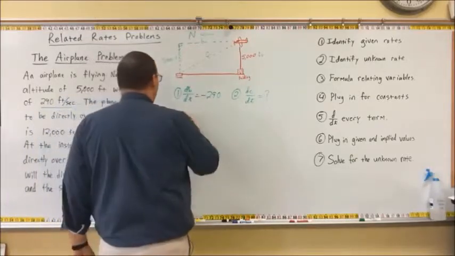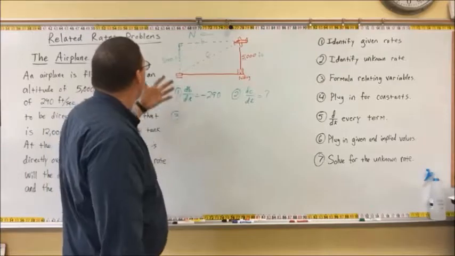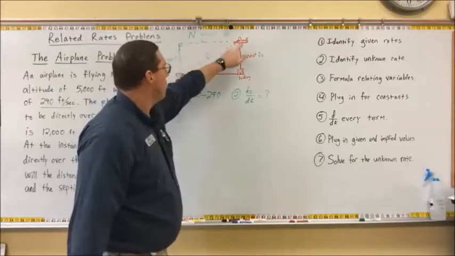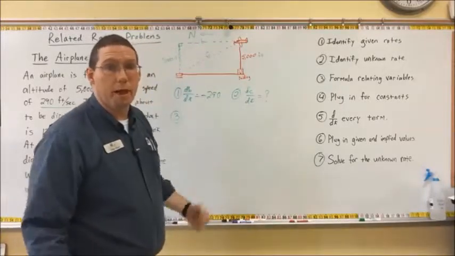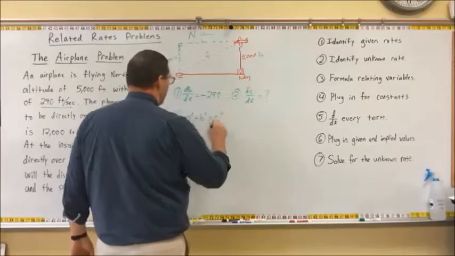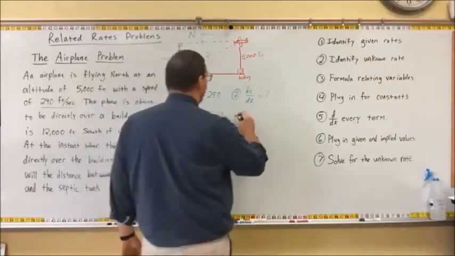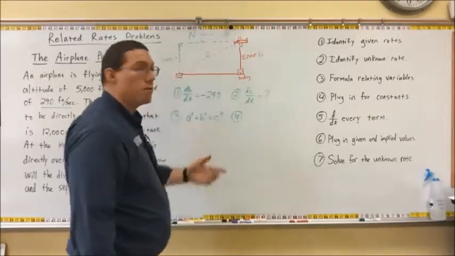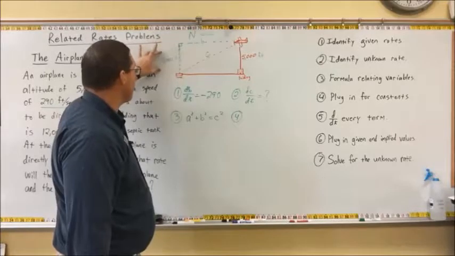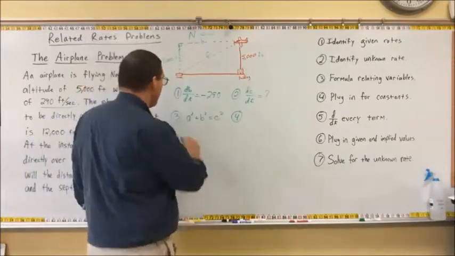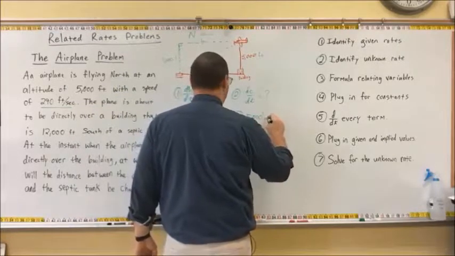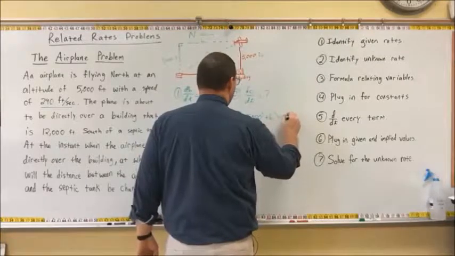Step 3. Identify a formula that relates these variables. Well, this is a right triangle, and we're dealing with the length of A, the length of B, and the length of C. Again, Pythagorean theorem. So we're going to put A squared plus B squared equals C squared. Okay? Step 4, plug in for constants. Are any of these variables not changing? Well, A, the height at which the airplane is flying, is 5,000 feet. It's staying at 5,000 feet. And so we're going to plug 5,000 in for A. 5,000 squared plus B squared is equal to C squared. Okay?